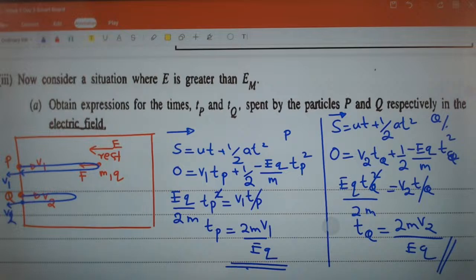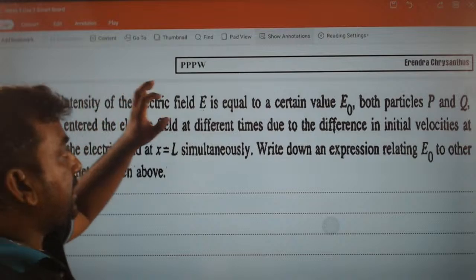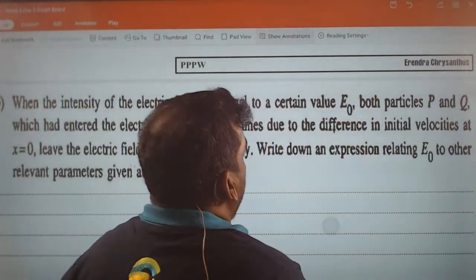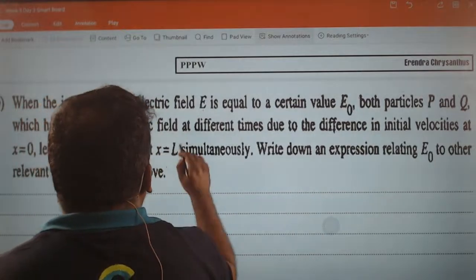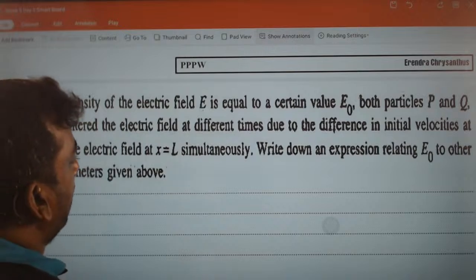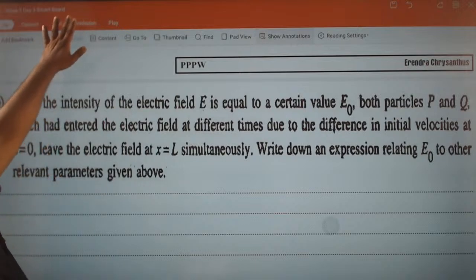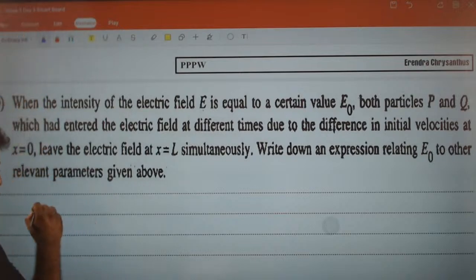Going and coming back means displacement 0. Moving up: when the intensity of the electric field is equal to a certain value E naught, both particles P and Q, which have entered at different times due to difference in initial velocity, leave the electric field simultaneously. Write an expression relating E naught to the other relevant parameters. Interesting. Now what are they telling you? These two fellows enter at different times. They will leave together.